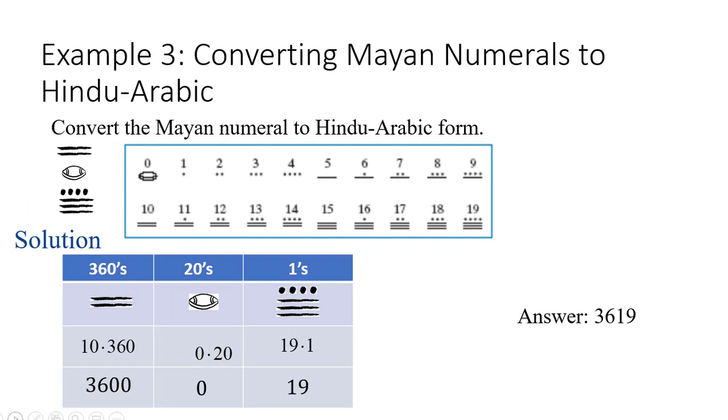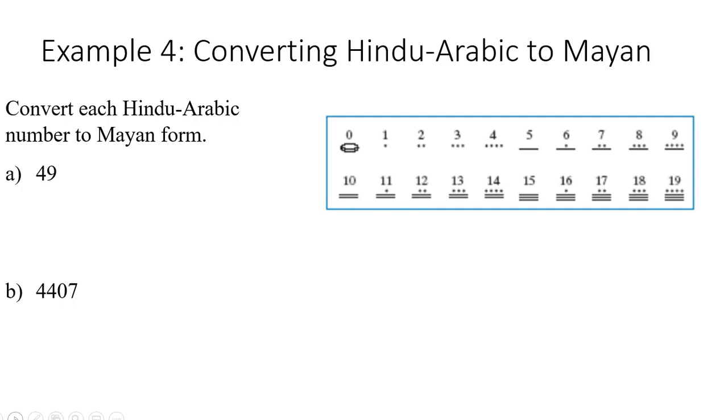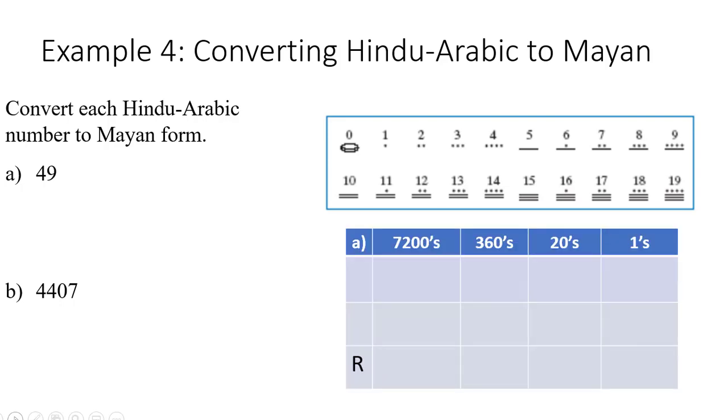Converting from Mayan to Hindu-Arabic is just a matter of multiplying the face value times the place value. Going back the other way involves division then, because we're reversing the process. So keeping in mind these symbols for 0 through 19, we're going to convert each Hindu-Arabic number to Mayan form. And we're going to use the same type of procedure that we did when we were converting Hindu-Arabic to Babylonian. It's just that the place values are different this time. 1s, 20s, 360s, and 7200s are the first 4 place values.